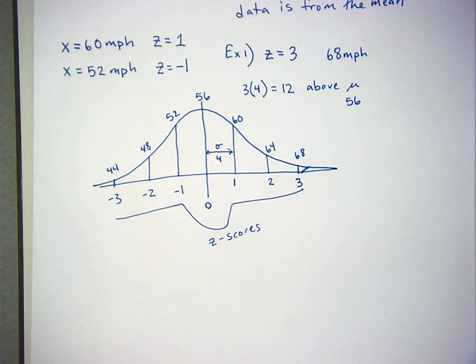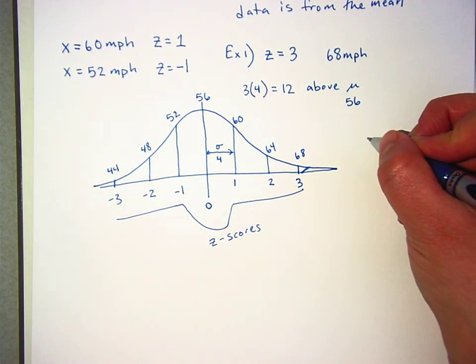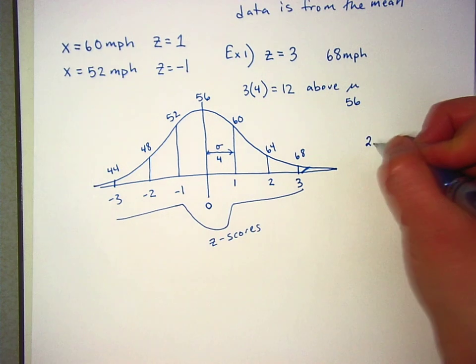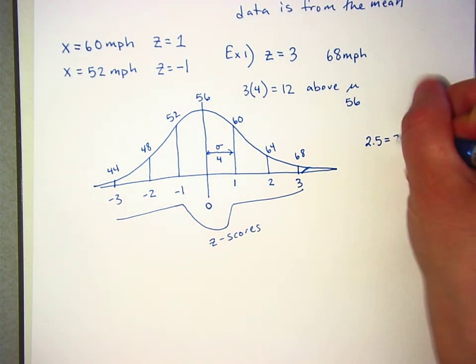But it's pretty rare for somebody to be exactly 1 standard deviation above the mean, or exactly 2, or exactly 3. So we need a formula that helps us figure that out. So we need a z-score formula. So let's do it this way. Somebody tell me, if you had a z-score of 2.5, how fast would you be going?